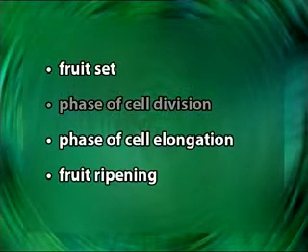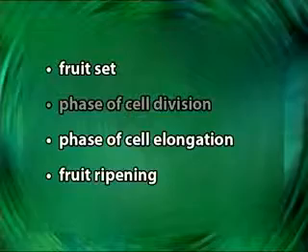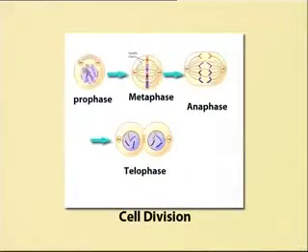Phase of cell division. This phase involves a period of rapid cell division. It involves all growing parts of the fruit. This is thought to be controlled by the developing seeds.